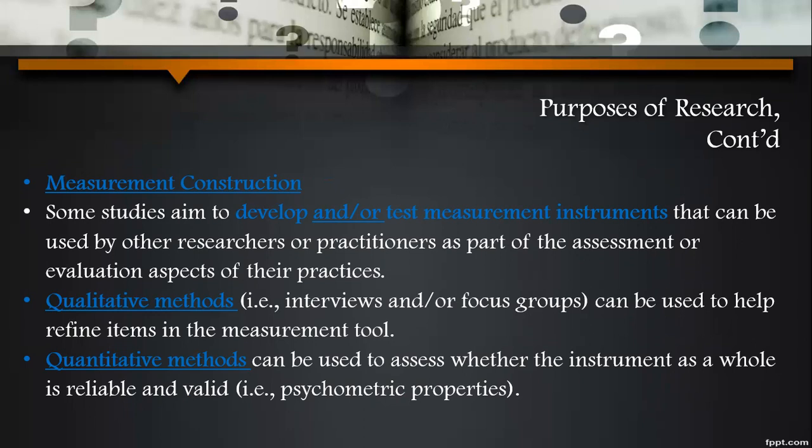Okay, and so qualitative methods can be used to help refine items in a measurement tool. We can do interviews or focus groups that can help us to better understand the clarity of our items in a given measurement tool and how those items need to be tweaked or adjusted in order to make reading or comprehension of that tool easier. In addition, quantitative methods can be used to assess whether the instrument as a whole is reliable and valid. So we can use quantitative methods in order to assess the reliability and validity of a measurement tool.